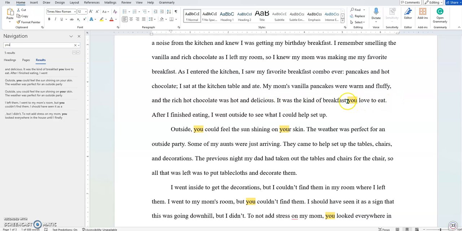Okay, now when we have the "you love to eat" here, that is addressing the reader. Maybe the reader doesn't like vanilla pancakes. Maybe the reader doesn't like hot chocolate. So you're making an assumption as the writer here, that this is what the reader is feeling. So, don't tell them what they like and what they don't like.